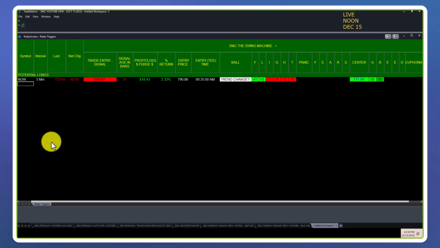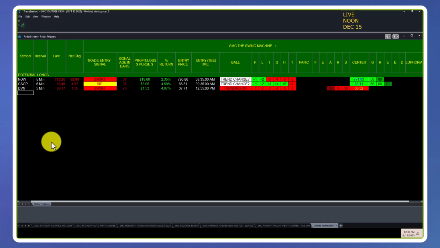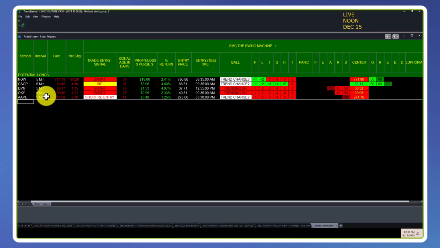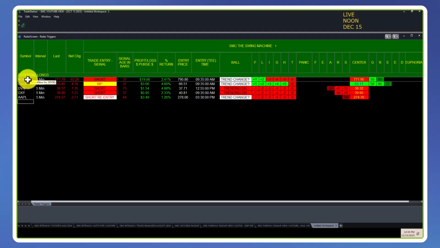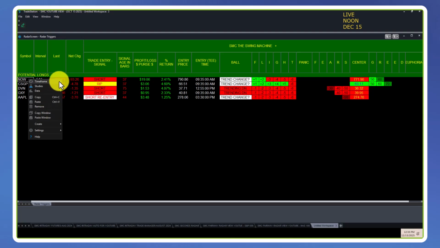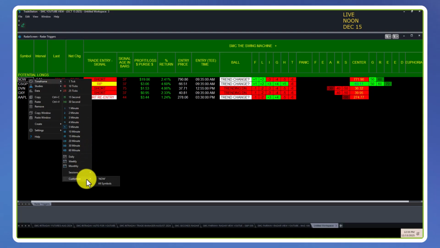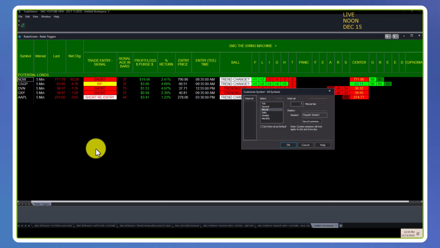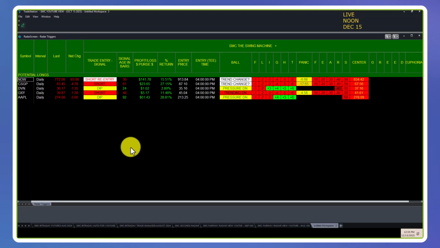And we're going to go with CSGP. And we got Devon. And we got Oxy. And we even got Apple. Now I don't want them on a 5 minute. So what I do want to look at them on is I'd like to see them all. Now we picked them. They are in a weekly setup. But let's put them on Swing Machine on a daily. All symbols. And there they are.